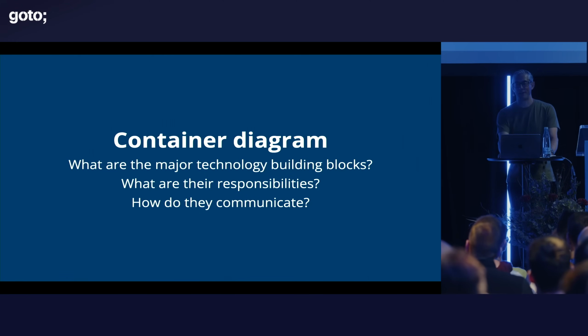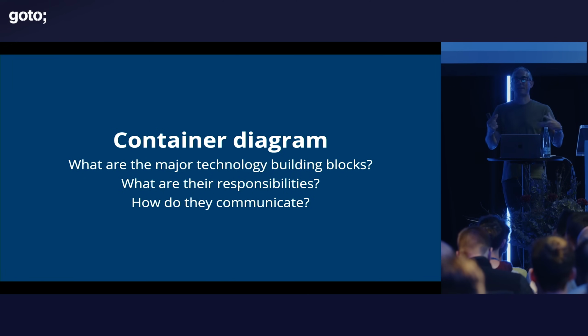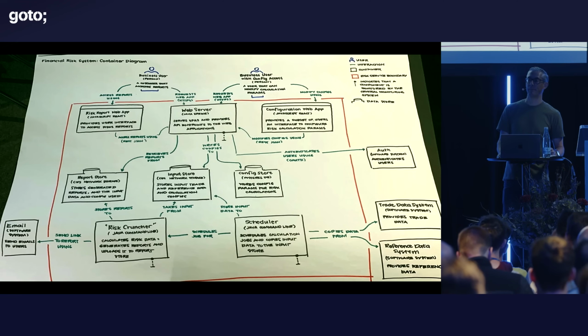Now we can drop down to level 2 and draw a container diagram. A container diagram requires a different set of questions to be asked. So what are the major technology building blocks in terms of applications and data stores? What are the responsibilities of those building blocks? What technology choices are there? And how do these building blocks communicate? Answer those questions and you can draft up a container diagram. So now we've zoomed into that red system box and we're now showing the applications and data stores that make up that software system. So that's the really quick intro.